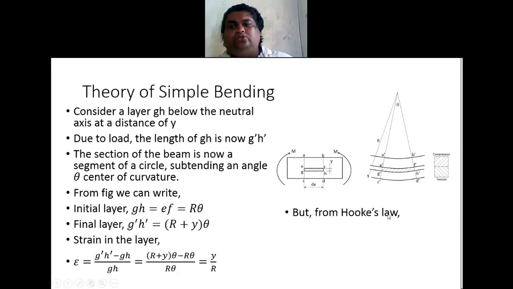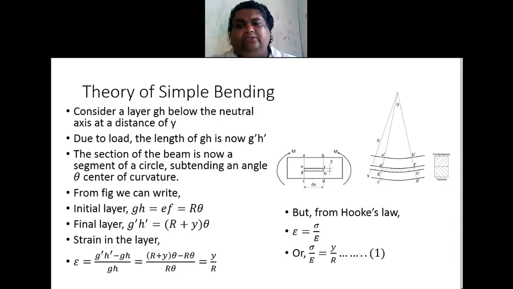But Hooke's law says strain is equal to stress divided by Young's modulus, or Young's modulus is equal to stress by strain, right? So using this, I can write sigma by E is equal to y by r. Now this is my half of the derivation. This is the first part of the bending equation or the flexural formula, right?